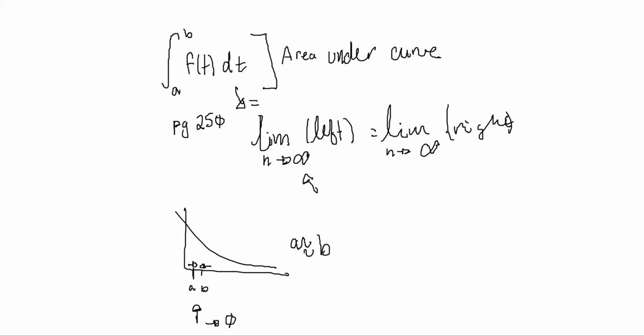It's just saying, imagine you have these boxes, and the boxes get narrower and narrower and narrower, and they just keep getting tiny, and eventually all you've got is a cohesive area underneath the curve, but you can still imagine it in the form of boxes. Okay.